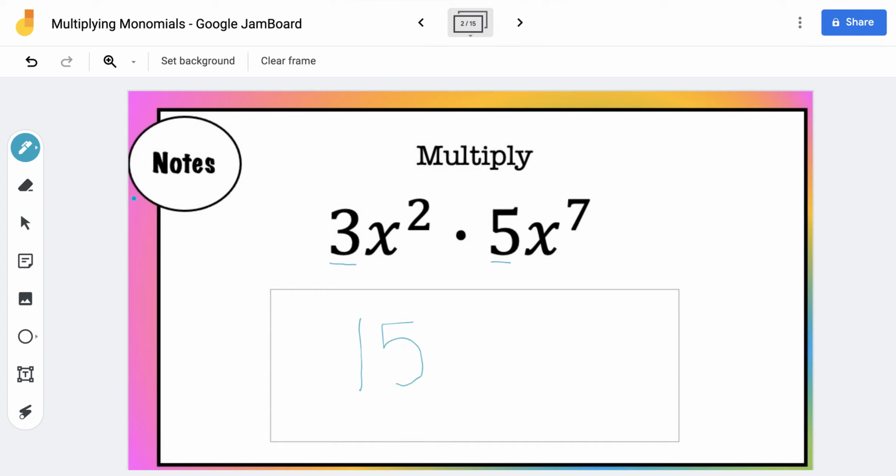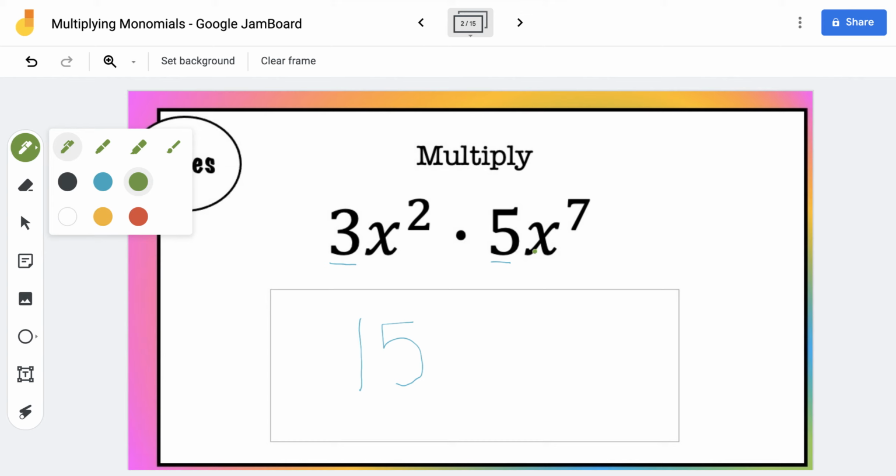All right. And then come over here and grab another color. I'm going to go with green. Okay. Now the next part is you want to multiply the exponents that have the same bases. So notice we have x squared and x to the 7th. In this case, we have the same bases of x.